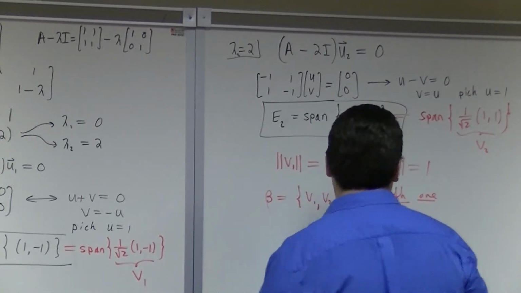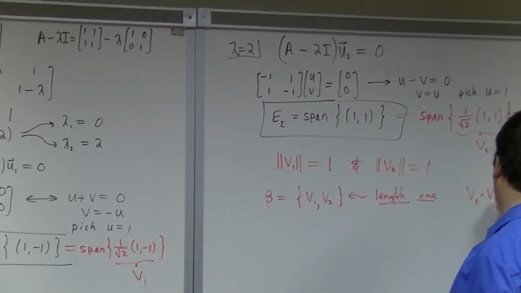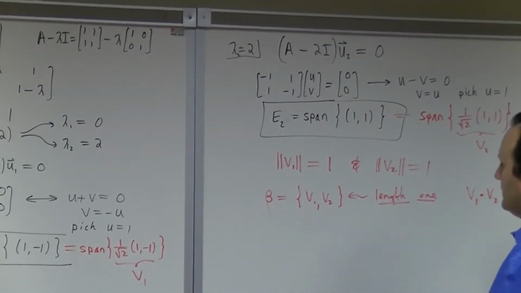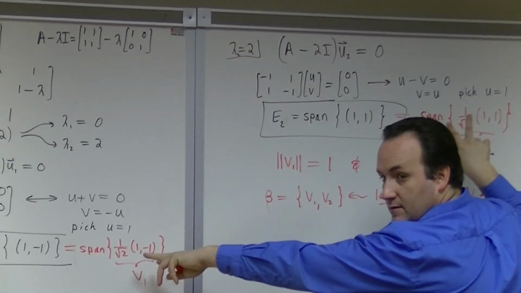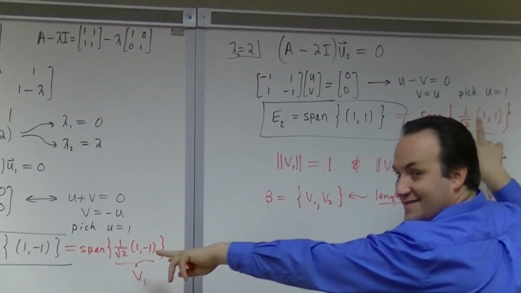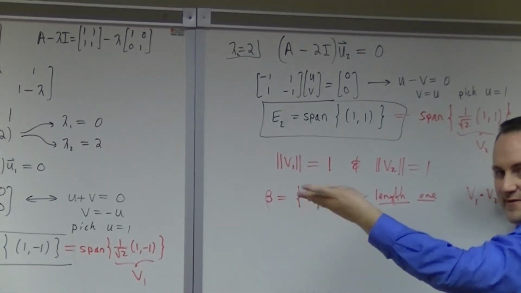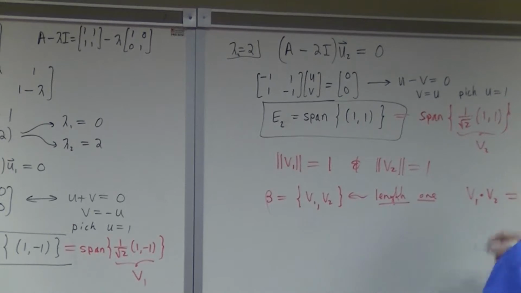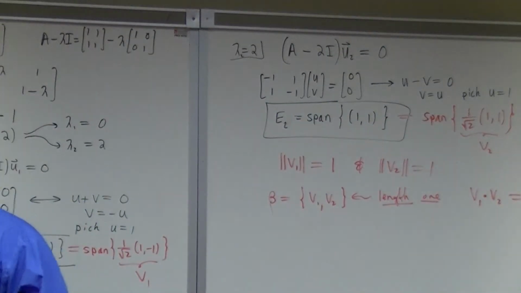Length 1. No, what's V1 dot V2? What's the dot product of V1 and V2? It's 0, because I get a half and I get minus a half, right? I mean, I get a half minus a half. So it's 0. In other words, they're orthogonal, all right? They're perpendicular, which I don't think we talked about in here much yet.